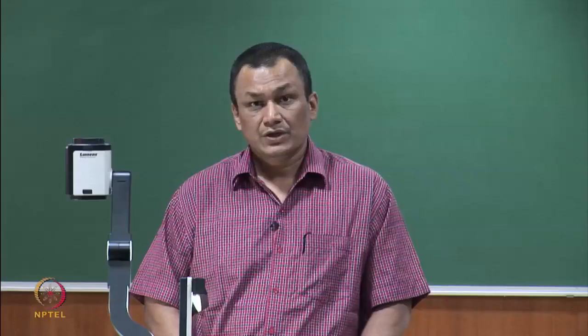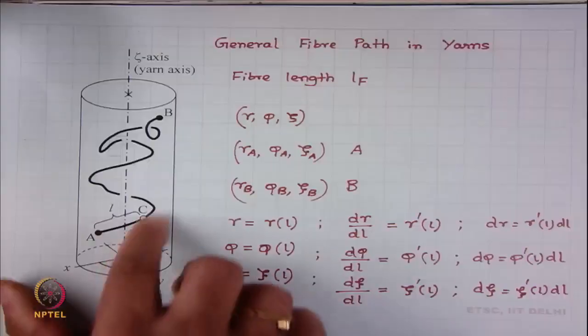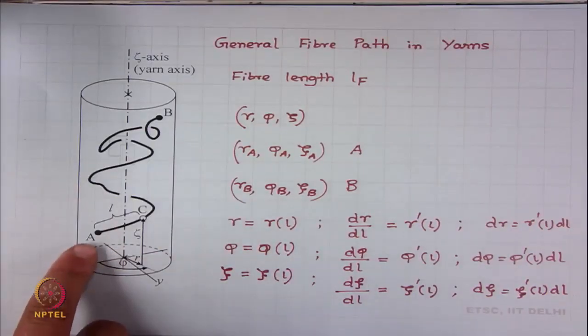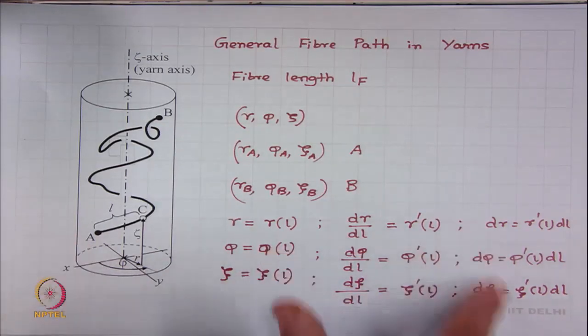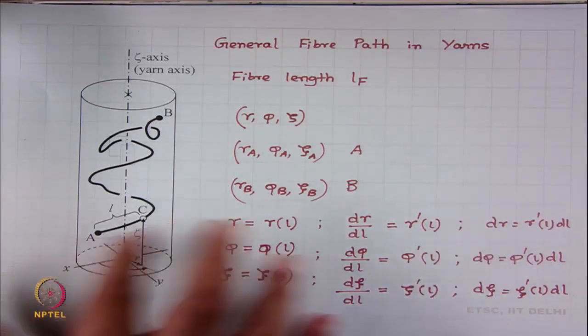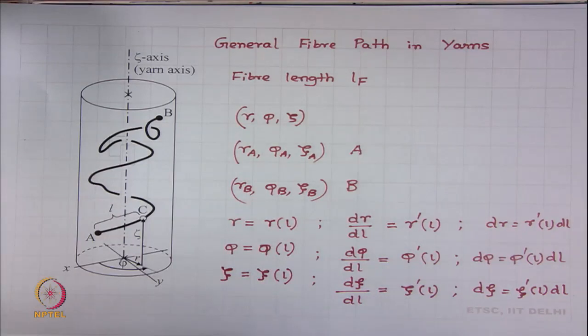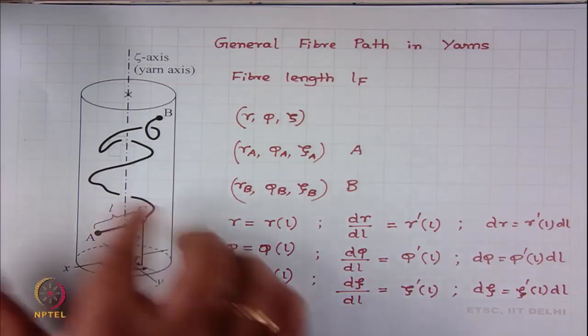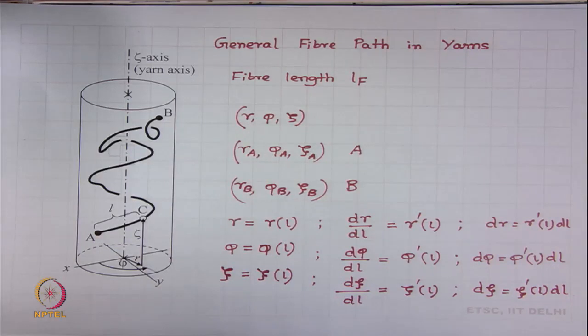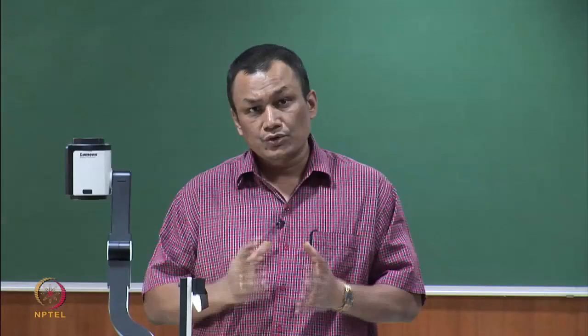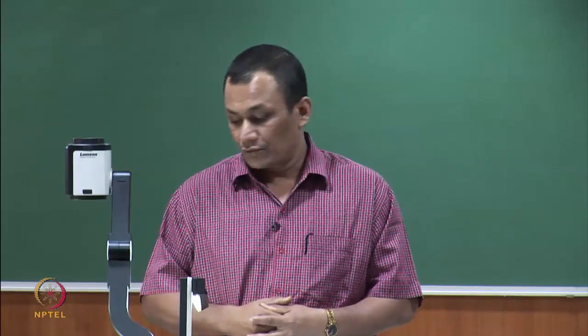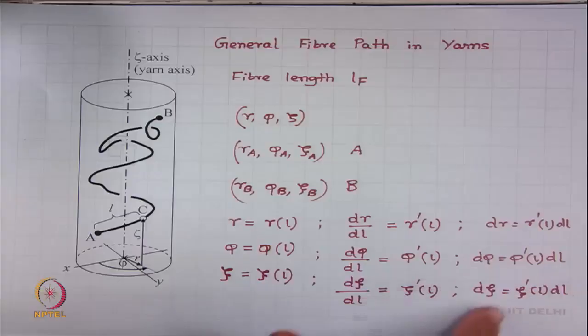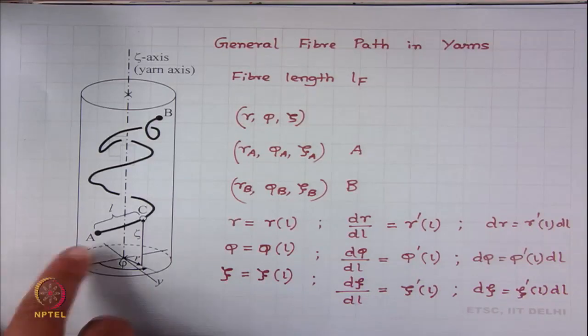So, these three differential functions can be used to obtain the fiber path. If we know the starting point as a boundary condition, then by using these differentials, we will obtain the fiber path along the fiber inside a yarn body. So, in order to know the fiber path, we must know about these differentials and also the starting position. Here it is A.